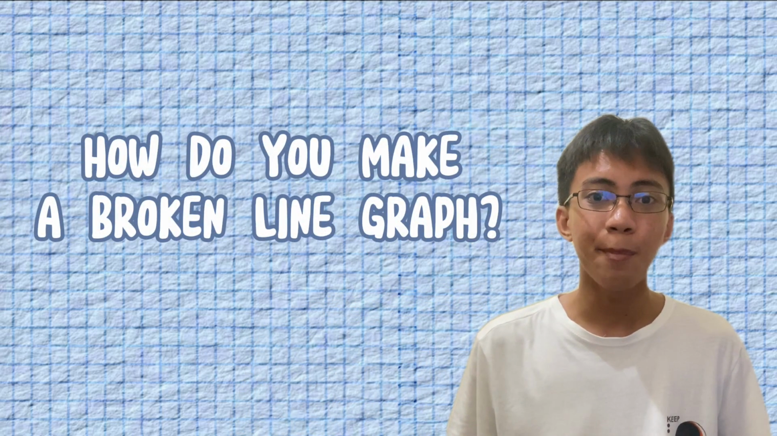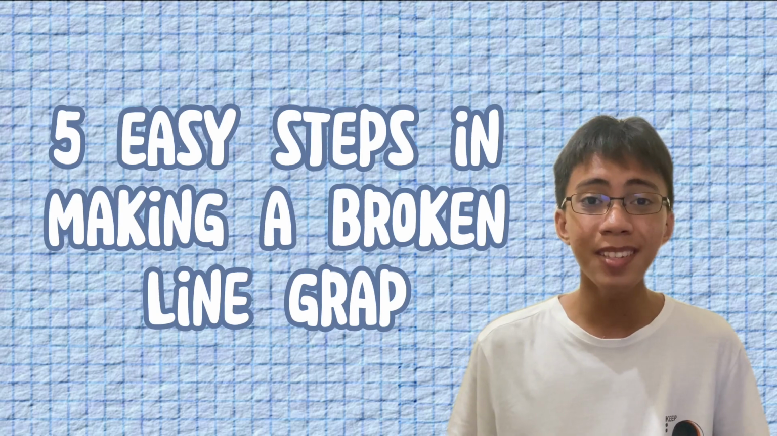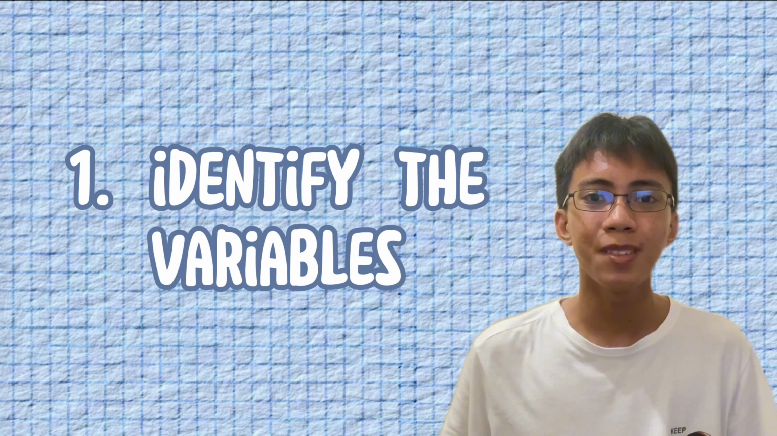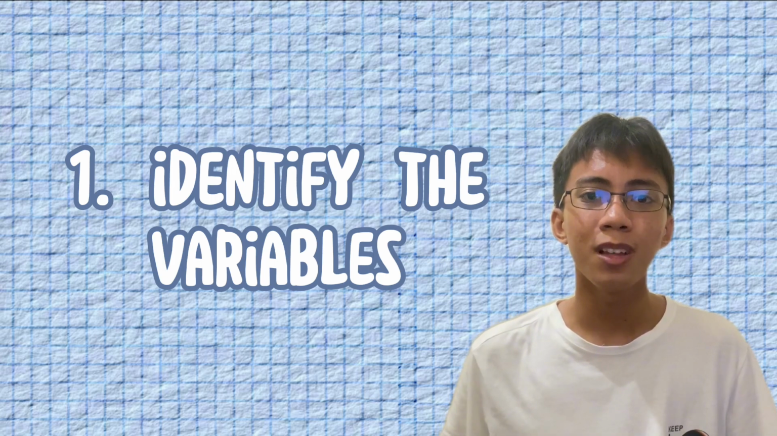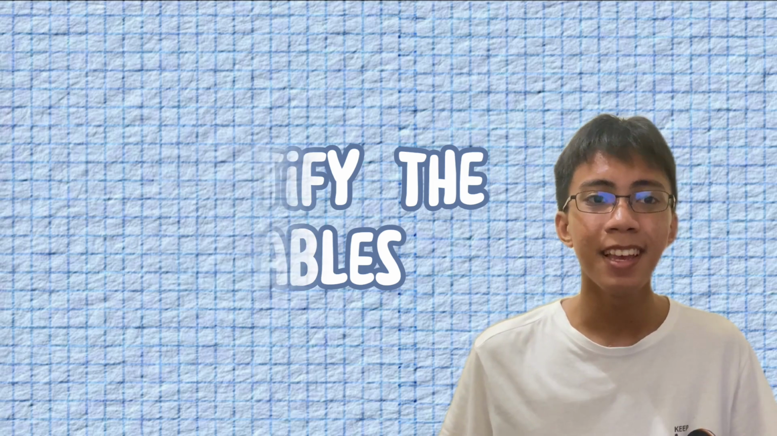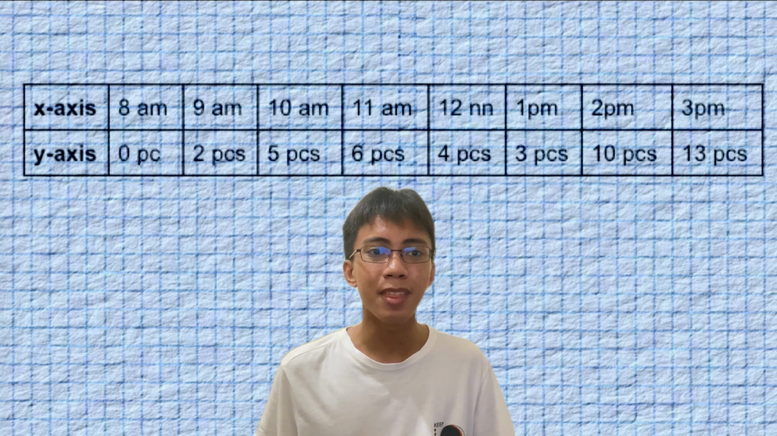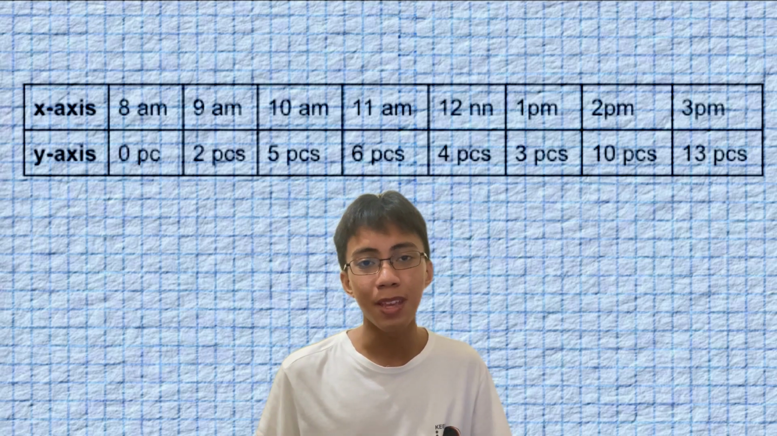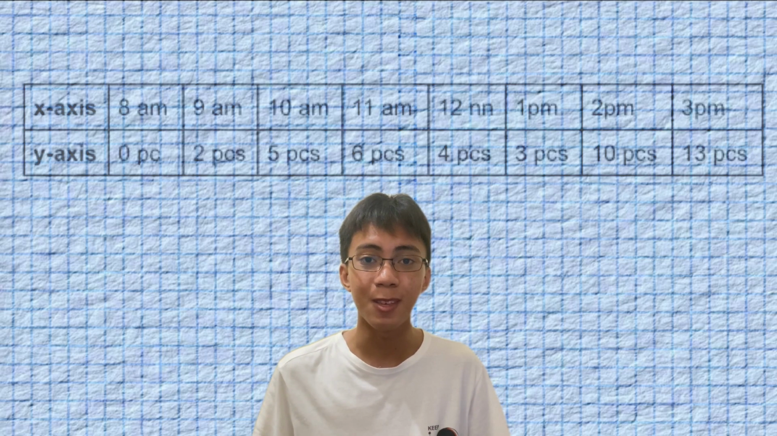How do you make a broken line graph? So now, I'll be giving you 5 easy steps in making one. I'll be providing an example so that you can better understand the process. So the first step would be identifying the variables. These variables are the content of the graph, such as the x and y axis. The x-axis being the opening hours of the clinic, while the y-axis being the number of capsules being used.